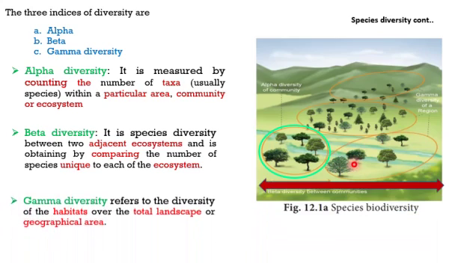And gamma diversity refers to the diversity of habitats over the total landscape or geographical area. So what does it mean? It refers to the diversity of the habitats.